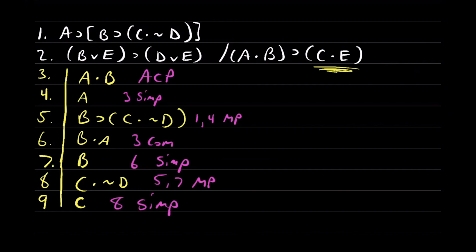Well, what I see is that the antecedent of the conditional in line 2 is B or E. And I've got B on its own line on line 7. So I can do addition to get B or E, which will give me the antecedent of that conditional on line 2. So this is going to follow not from line 2, but from line 7 by addition. We're just adding that E onto the B. Okay. Line 11.